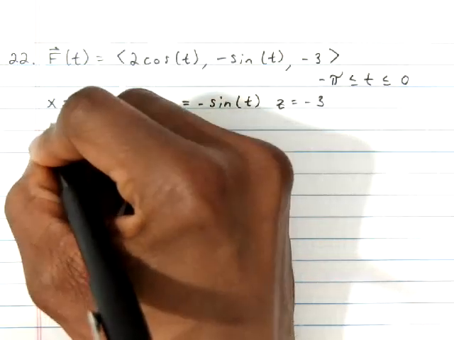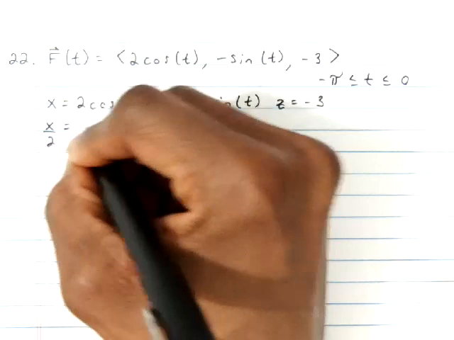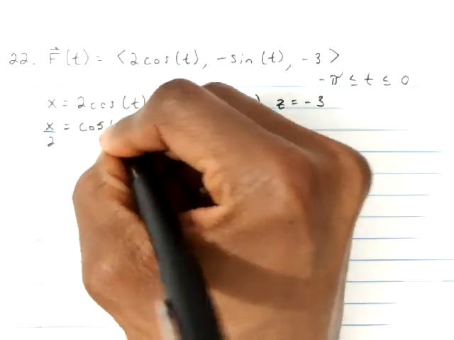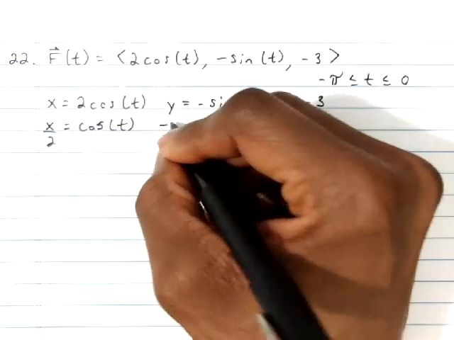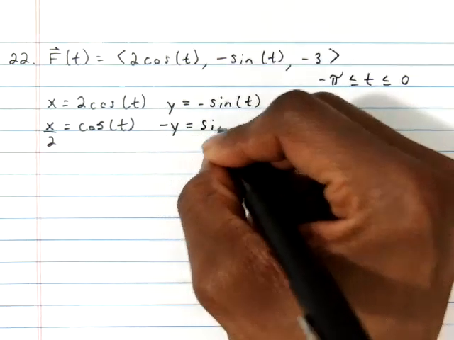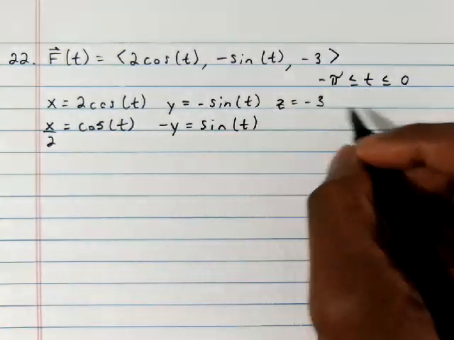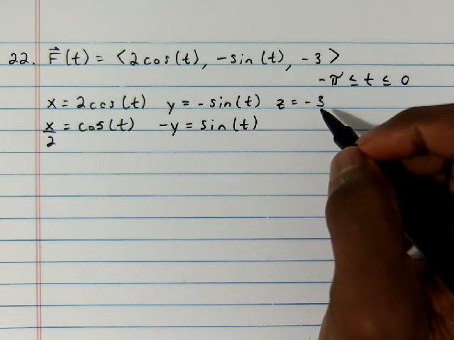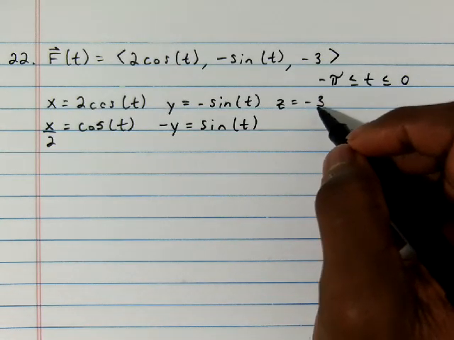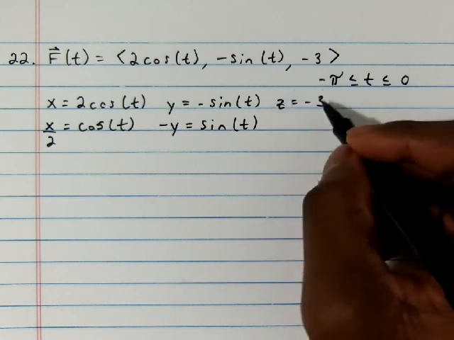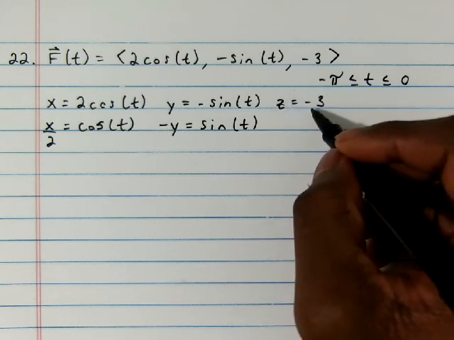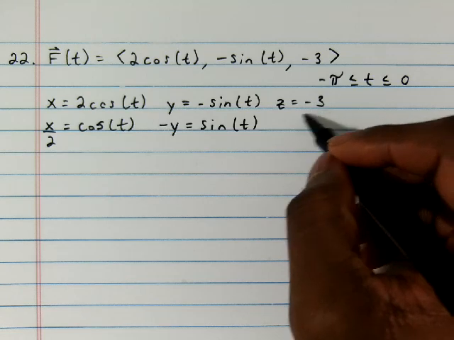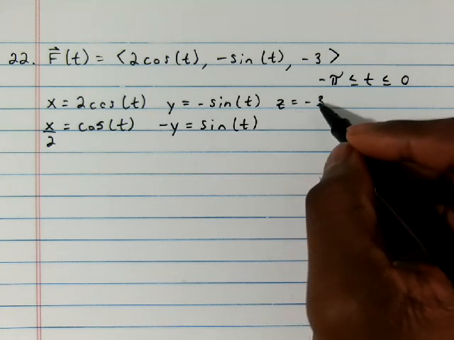So this is x over 2 equals cosine of t. This is the same as negative y equals sine of t. And I can't forget about my z equals negative 3. At this point I don't need it right now, but as we go further, I can't just ignore that and say, okay, z is just anything, or make z something other than what they told me it was.